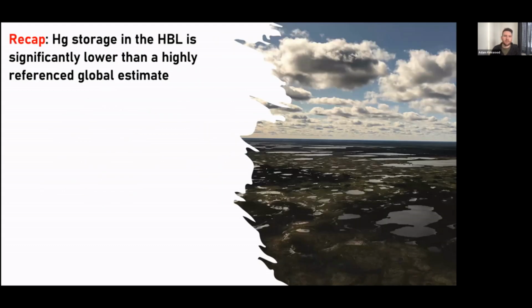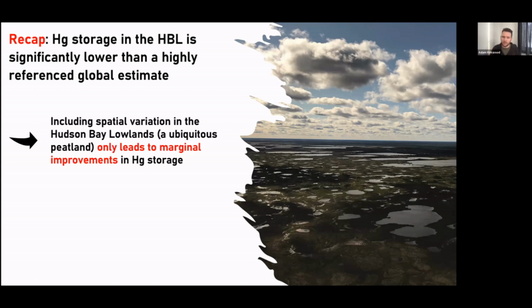So to finish up and to start recapping, the main takeaway points of the work that I'm doing is that mercury storage in the Hudson Bay Lowlands is significantly lower than what a very highly referenced global estimate says. The Schuster et al. 2018 paper, I checked last night, has been cited in peer-reviewed literature 264 times, and this isn't including the media attention that it's gotten, or the times that it's been presented at conferences or in seminars.